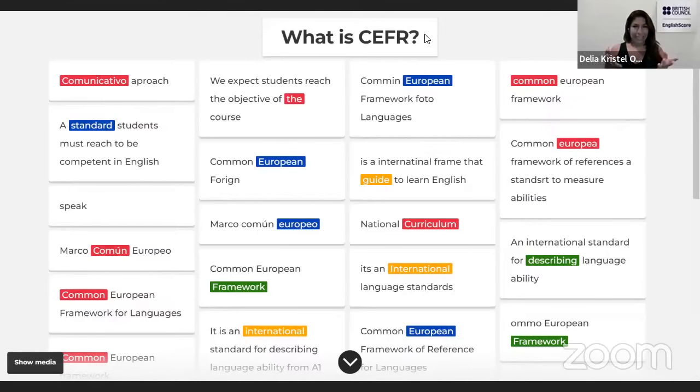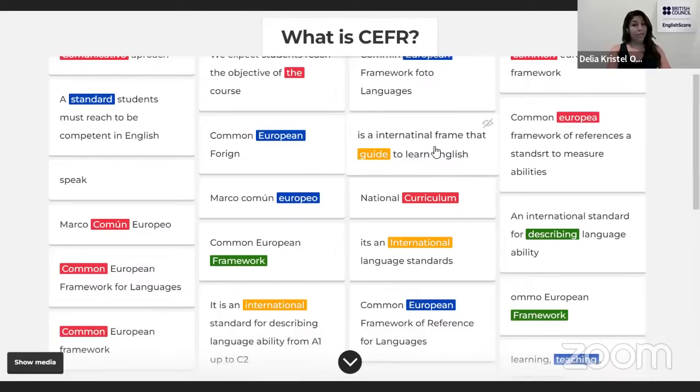And as it is said, it's a framing, right? It's a frame that we use to understand the abilities that we have to develop according to the level of the language. Let's try to read some of your responses. It says, it's an international frame that guides how to learn English.